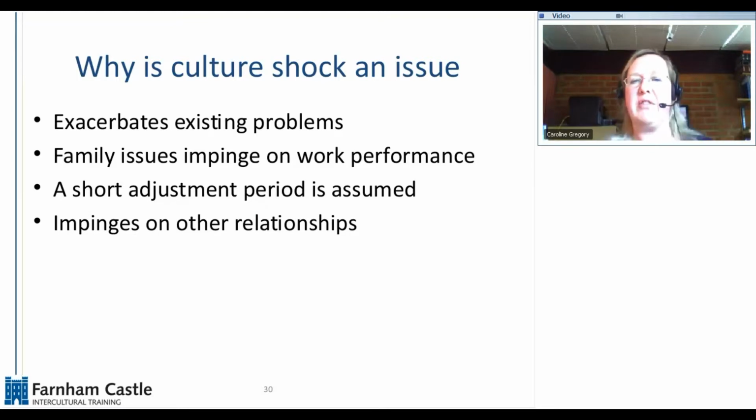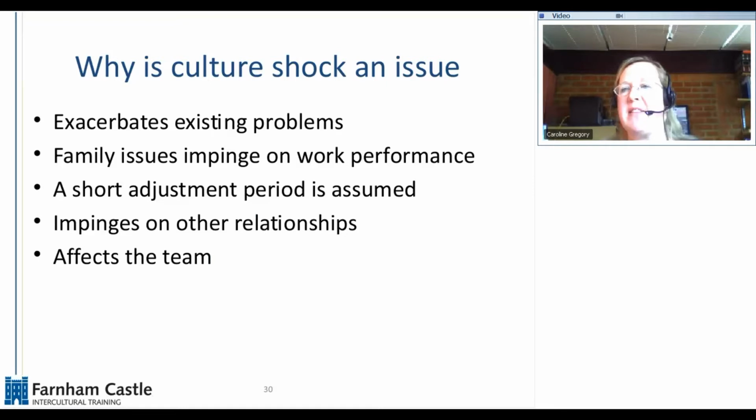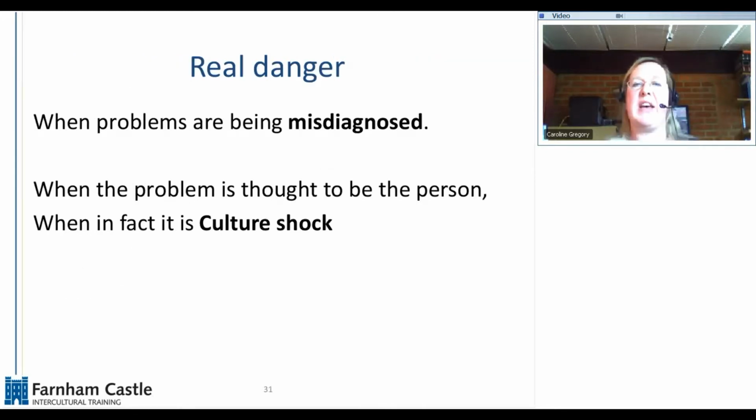I think the real danger is that when problems are misdiagnosed, and when the problem is thought to be the person rather than it being a facet of culture shock, that somebody is perhaps not enthusiastic or not punctual or any of these things you've probably heard, and in fact it isn't a personal thing, it is all to do with this huge area of culture shock and settling in and really understanding the different cultures they're now dealing with.